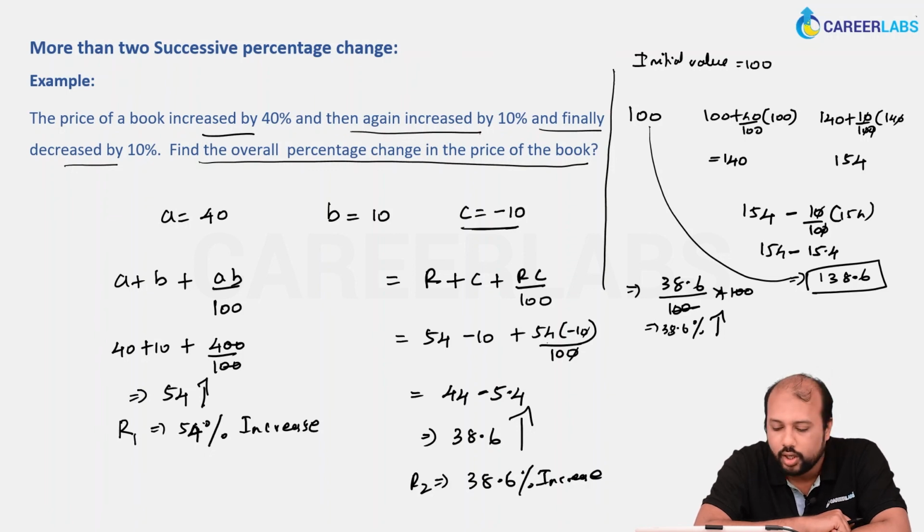That's one way of doing it. Or else use this formula. This formula is very easy to recollect. So you can use this formula to find the overall percentage change even if they give you more than 2 changes. So no need to learn another formula for 3 successive changes. This is more than enough. A plus B plus AB by 100, the 2 successive changes formula, is more than enough even if they ask you more than 2 successive changes. Hopefully this is clear.